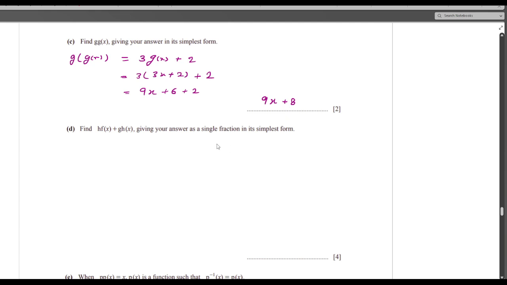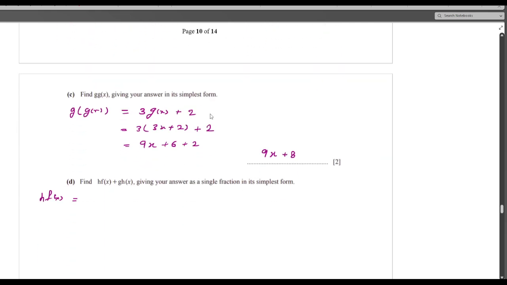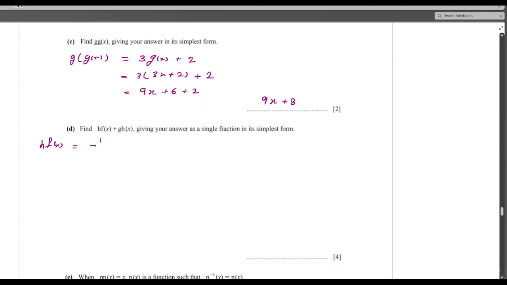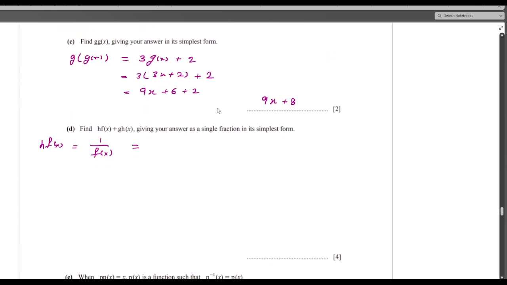Next question is h of fx plus g of hx. Give your answer as a single fraction in the simplest form. So h of fx. H of fx means your hx is what? Your hx is 1 upon x. So it is 1 upon fx is equals to, now fx is your 2x minus 1. So 1 divided by 2x minus 1.